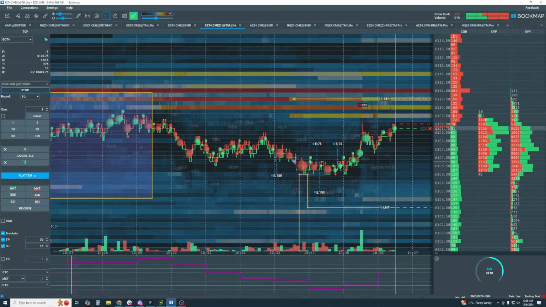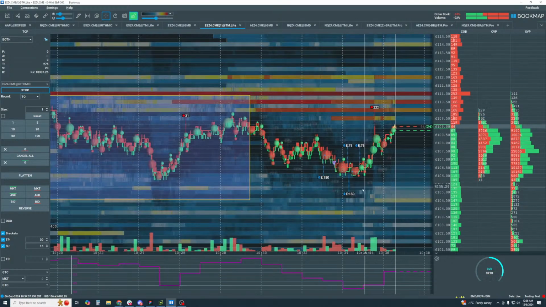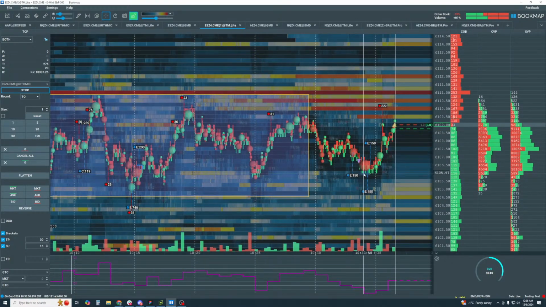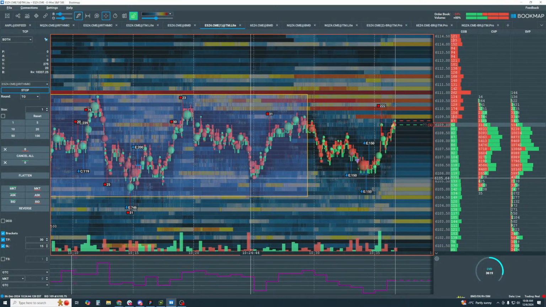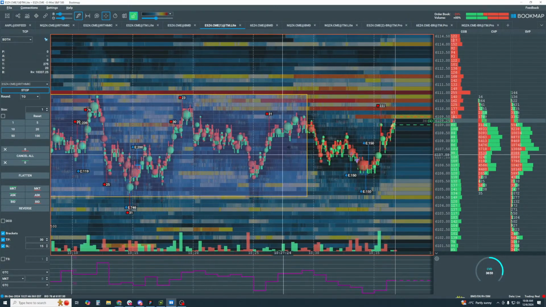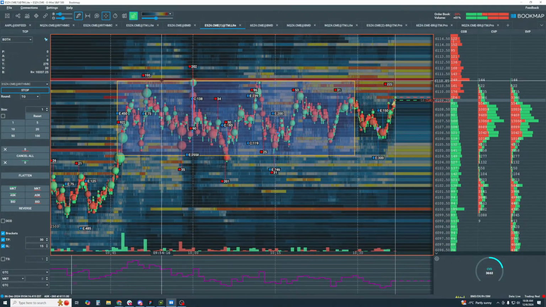So anyway, let's just flatten this here because this was a dumb idea. Just to demo it though, but this is what I wanted to cover, Nate, was to understand that this range in here, this is the auction. This is the value area.